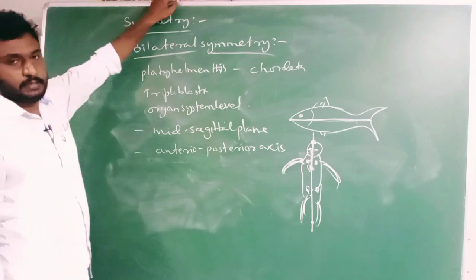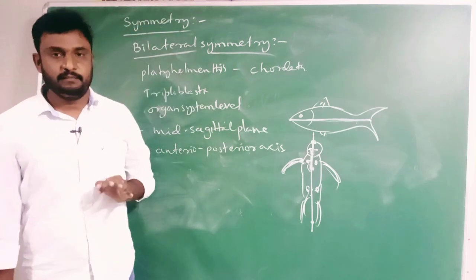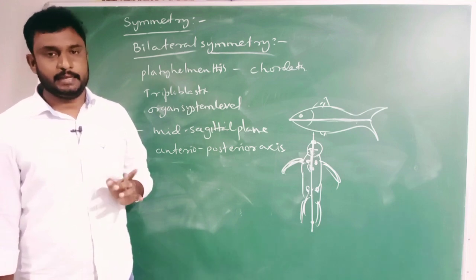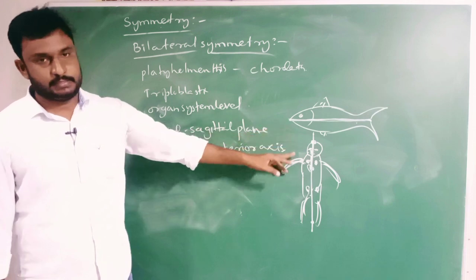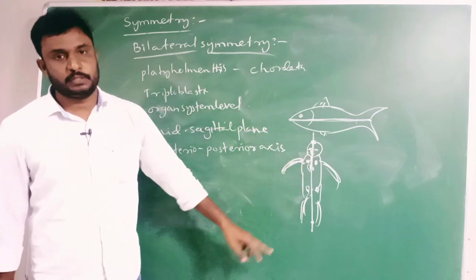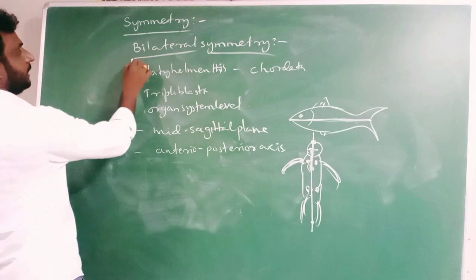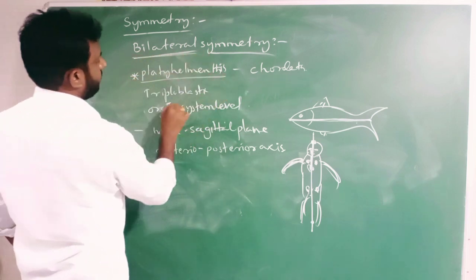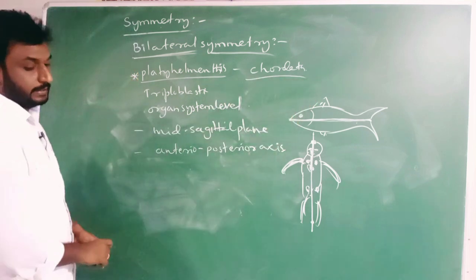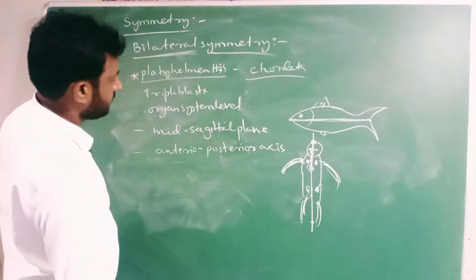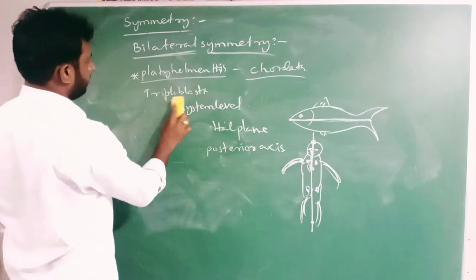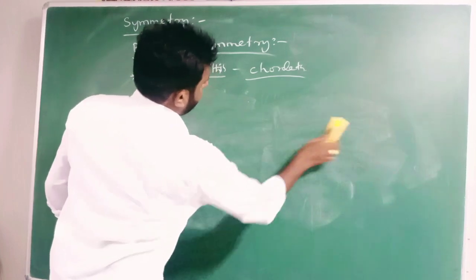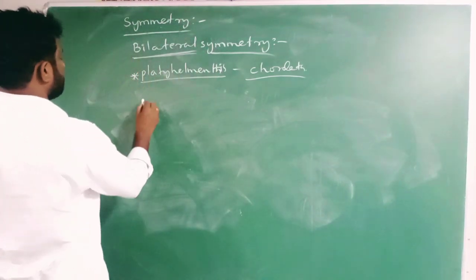The body can be cut into two identical halves through only one plane, called the mid-sagittal plane, and the axis is the anterior-posterior axis that connects the anterior side with the posterior side. This is called bilateral symmetry. It is exhibited by animals from platyhelminthes up to chordata. One more advantage is present in bilateral symmetrical animals, that is cephalization.